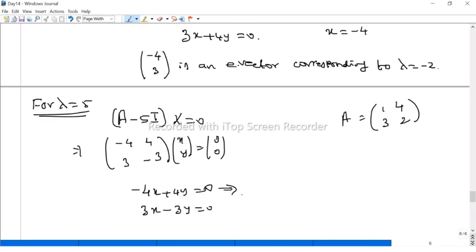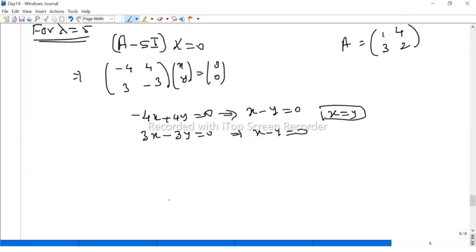Dividing by minus 4, we get x minus y equal to 0, and dividing by 3, we get x minus y equal to 0. Therefore, we get x equal to y. So both x and y have the same value, but should be non-zero. Therefore, better I take 1, 1. If you take x equal to 1, then y should be 1, or if you take x equal to 2, y equal to 2. Therefore, as a simple case, I take 1, 1. So 1, 1 is an eigenvector corresponding to lambda equal to 5.